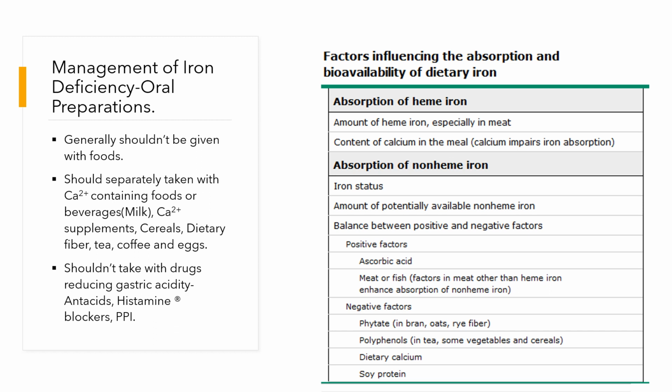the positive factors which affect the absorption are ascorbic acid and meat or fish. Factors in meat other than heme iron enhance absorption of non-heme iron. That's the reason for that. And negative factors are phytate in bran, oats, and fiber, and polyphenols, which are in tea and some vegetables and cereals, and dietary calcium and soy proteins.